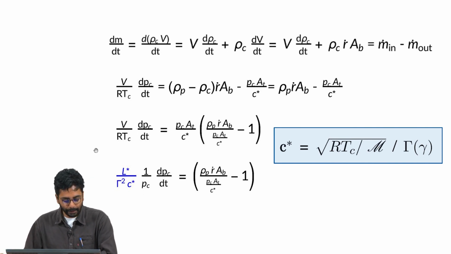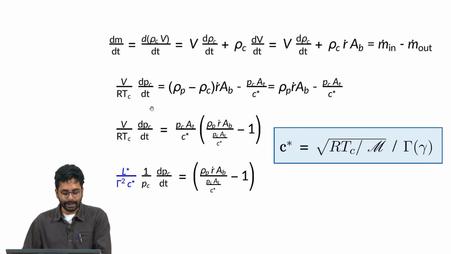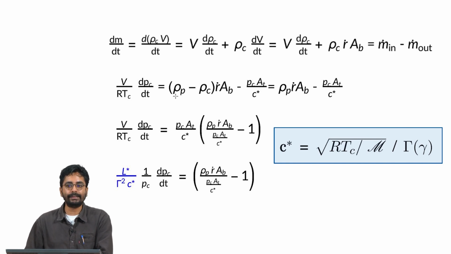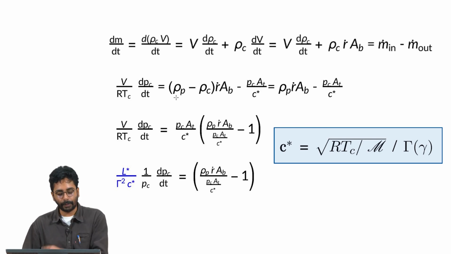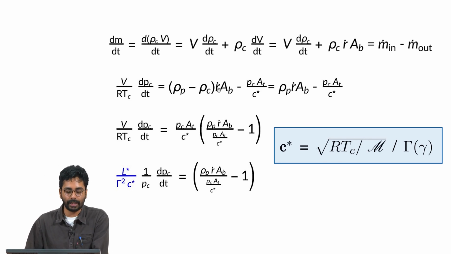Now this equation is rearranged. We have V by RTc dPc/dt equal to (rho p minus rho c) r dot Ab minus the outflow, which is Pc At by C star. Propellant densities, especially when you are looking at solid propellants, are much higher than the gas densities. Therefore the second term, which is the density of the gases, is much smaller and can be neglected.